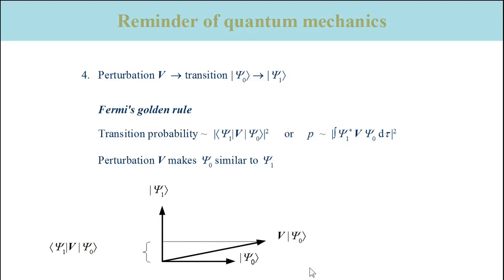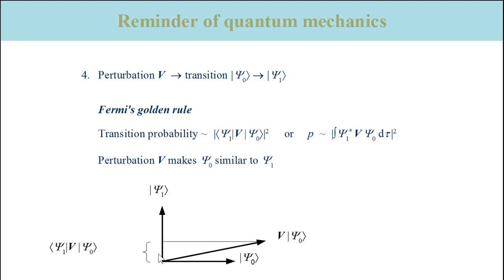Note also that the two eigenvectors of the Hamilton operator psi0 and psi1 are orthogonal. The scalar product or dot product psi1 V psi0 is a projection of the perturbed ground state vector V psi0 on the excited state vector psi1, as shown in the figure. It analyzes how similar these two vectors are. The projection is 0 if the two vectors are orthogonal. It is maximal if they have the same direction.